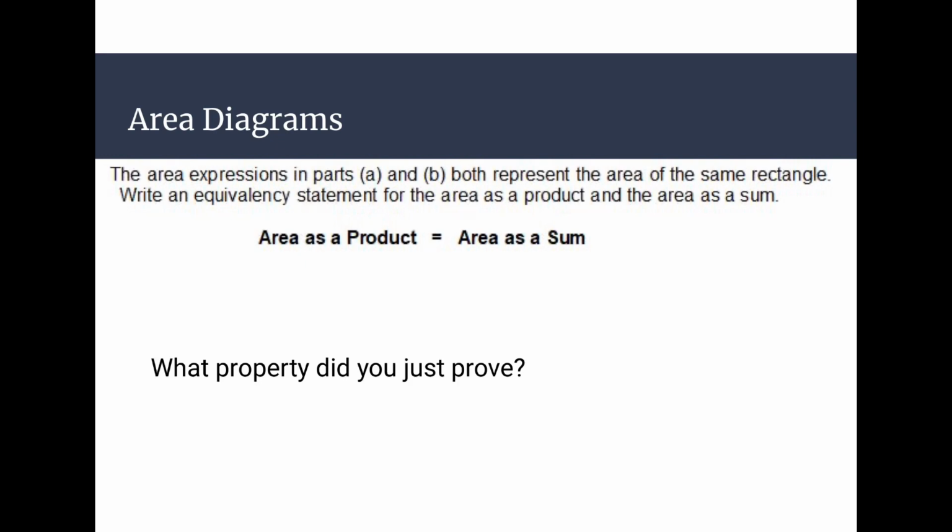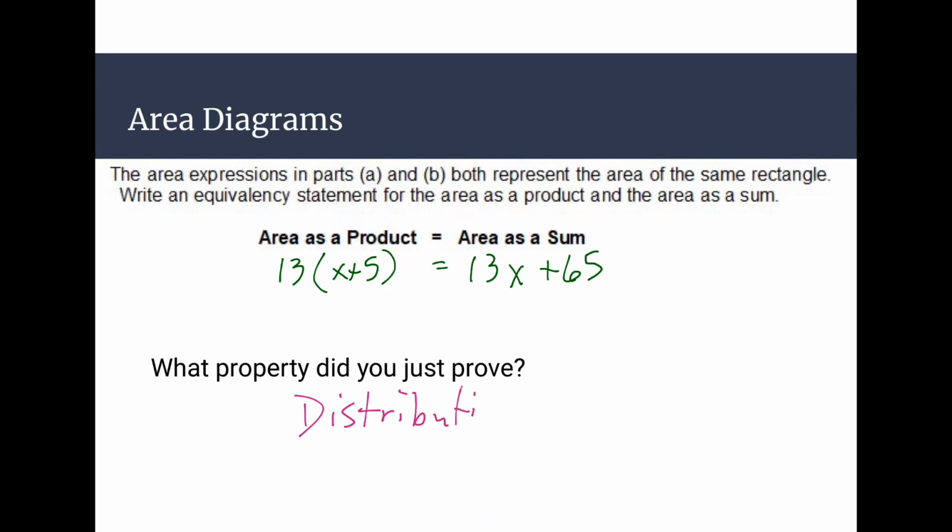So we can say that the area as a product, which was our 13 times (x plus 5), is equal to the area as a sum that we found, 13x plus 65. All right, so what property does that show? And this is the distributive property. Right? Because if I distribute 13 to the x and the 5, then we end up getting 13x and 65. So this is just right now a fancy way to do the distributive property.